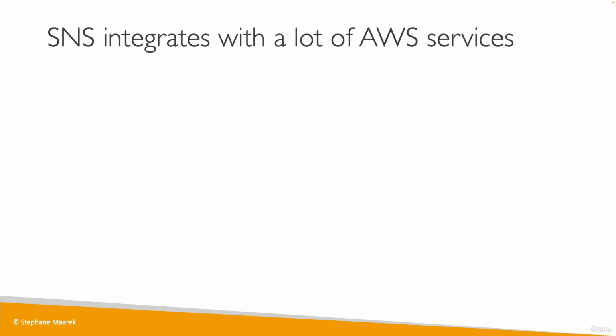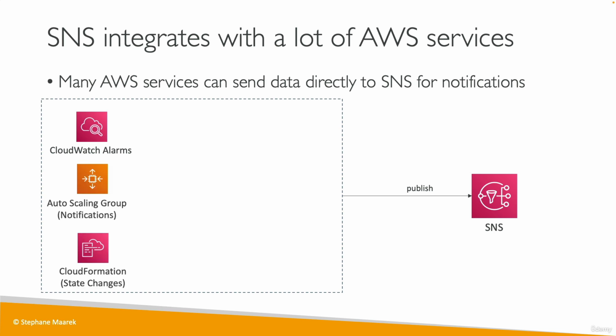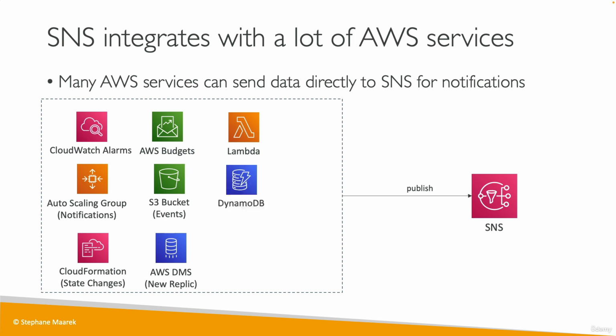On top of it, SNS receives data from a lot of AWS services. So they directly send it into SNS. So it can be CloudWatch alarms, auto-scaling group notifications, CloudFormation state changes, budgets, S3 buckets, DMS, Lambda, DynamoDB, RDS events, and so on. So you don't have to remember them. But as soon as there is some sort of notification that happens within AWS, these services will send a notification into a specified SNS topic.